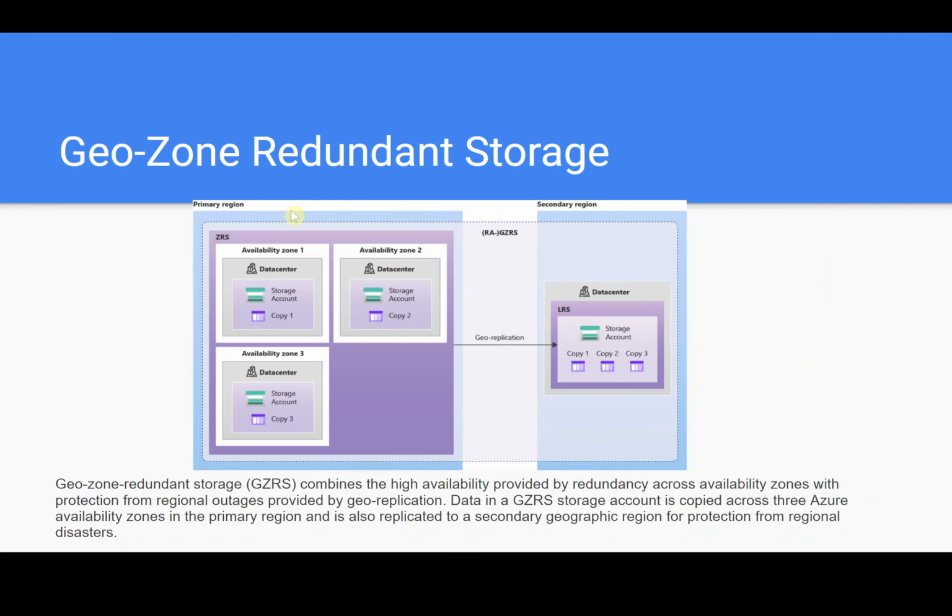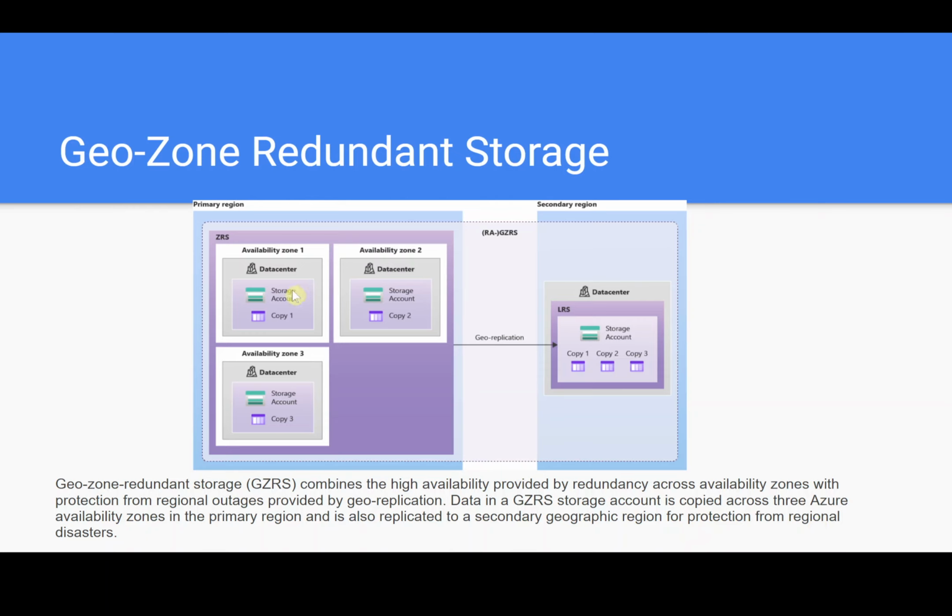The other option here is geo-zone-redundant storage. Geo-zone-redundant storage combines the high availability provided by redundancy across availability zones with protection from regional outages provided by geo-replication. Data in the geo-zone-redundant storage account is copied across 3 availability zones in the primary region and is also replicated to a secondary geographic region for protection from regional disaster.